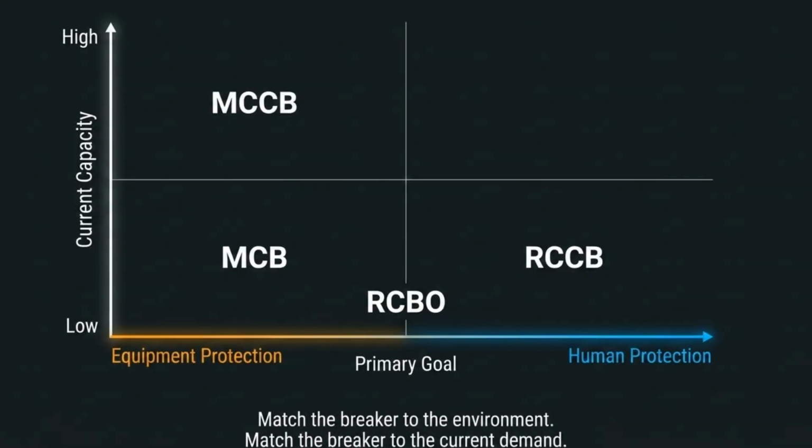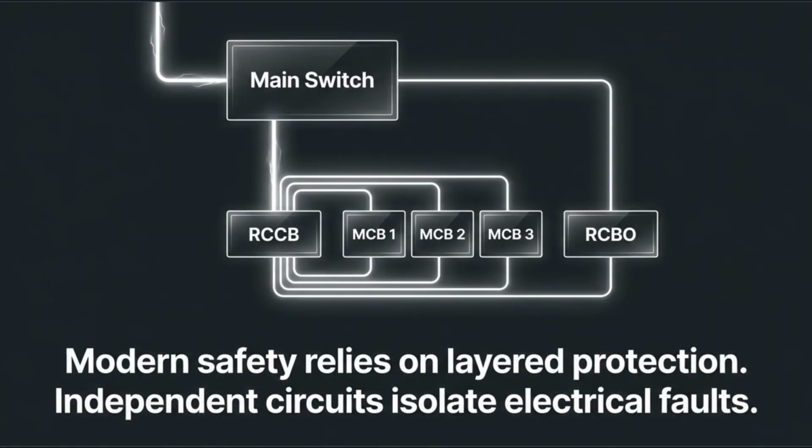When choosing a breaker, consider the environment and your specific current demands. You want to balance the level of equipment protection against the necessary human safety features. Modern electrical safety relies on layered protection. By using independent circuits, we can isolate faults and keep the rest of your system operational if one area trips.